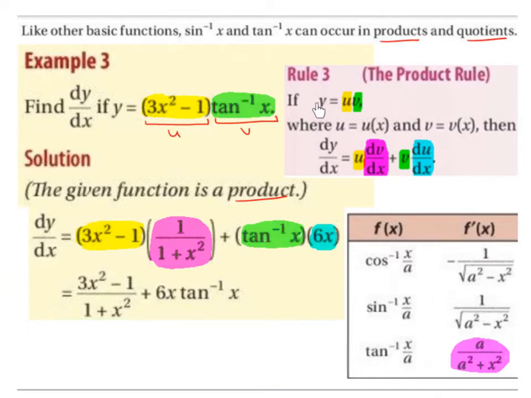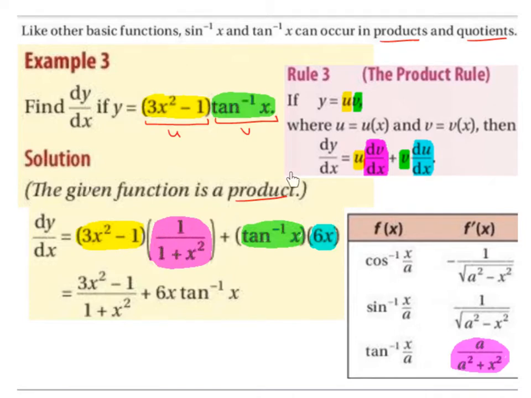If y is equal to uv, or u multiplied by v, where u equals u of x and v equals v of x, then dy dx equals u times dv dx plus v times du dx. So the given function is a product, so we use the product rule. We swap the u for 3x squared minus 1 with brackets. We swap dv dx for 1 over 1 plus x squared. So if we have the inverse function of tan of x, then our derivative is a over a squared plus x squared, and our a is going to be 1 because x is really x over 1. So we have 1 over 1 plus x squared.